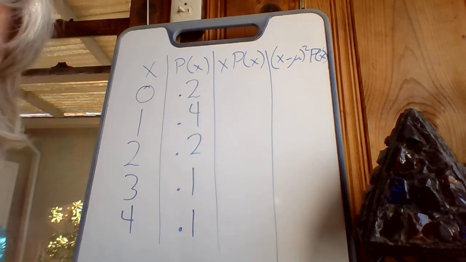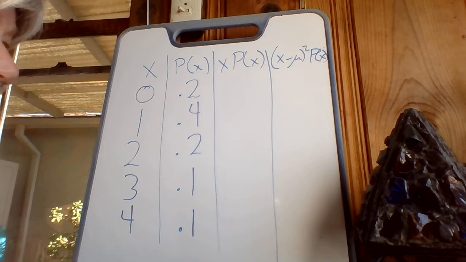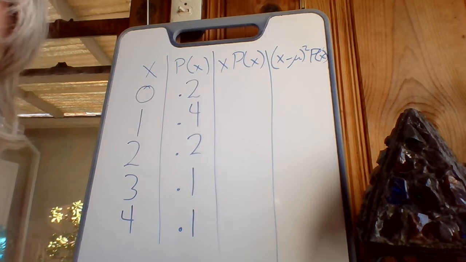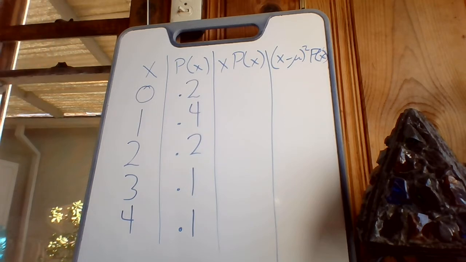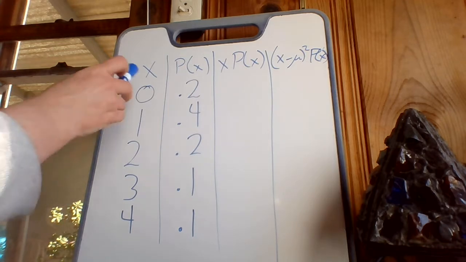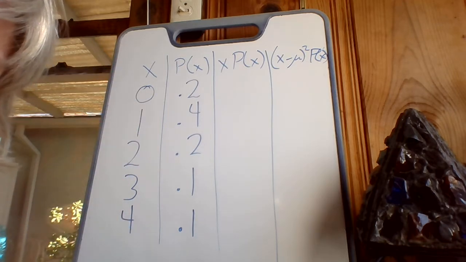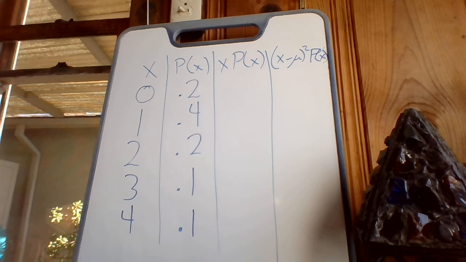Chapter 4 has 3 basic concepts. One of them is these charts. This is what goes with question number 1. Question number 1 has 2 columns already filled in, and you have to fill in the other 2 columns.